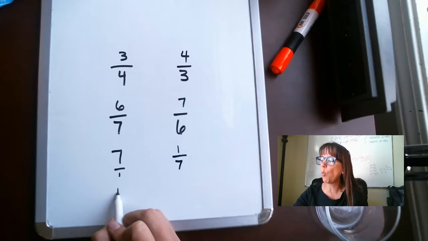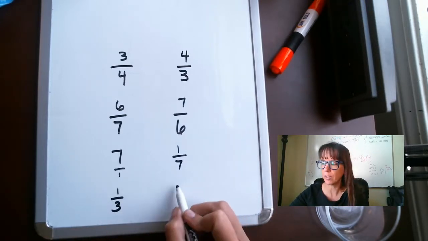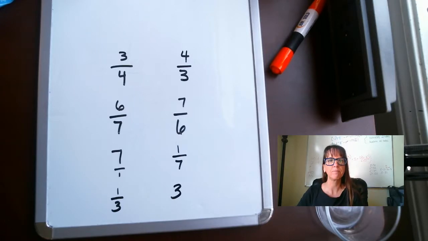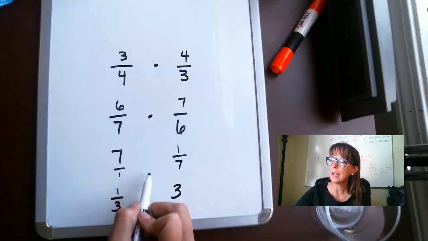If we have 1/3, the reciprocal would be 3 over 1, but we don't write that over 1 bit. We just write 3, okay? So that's all that is. The other thing that you need to know about the multiplicative inverse or the reciprocal is that when you multiply these things together, you get a special number.